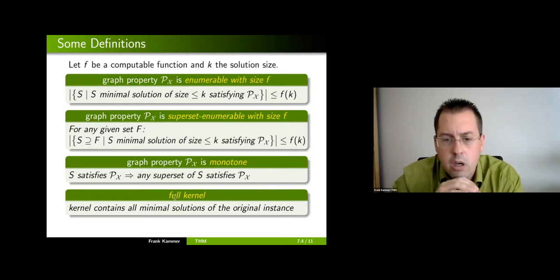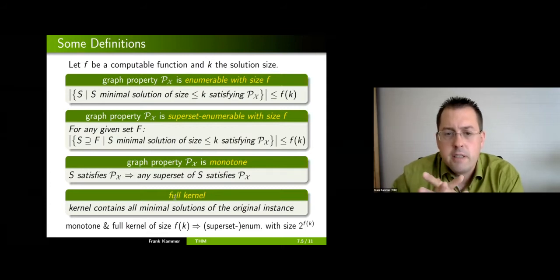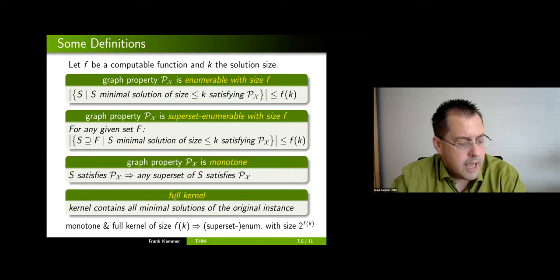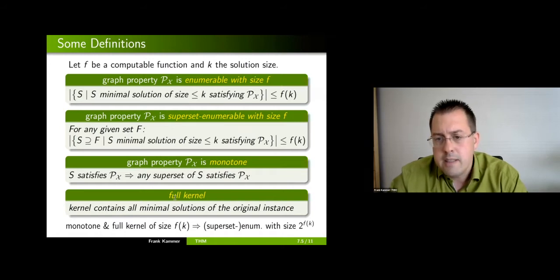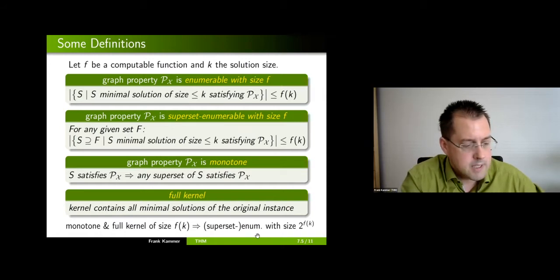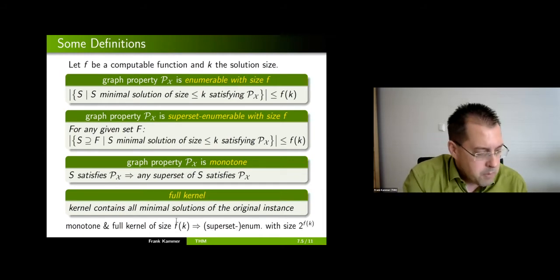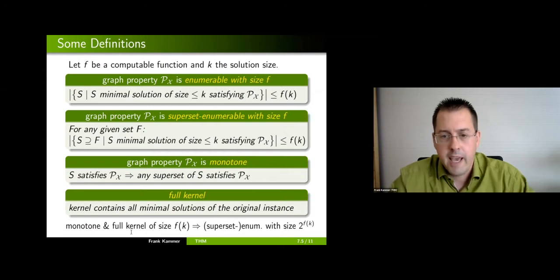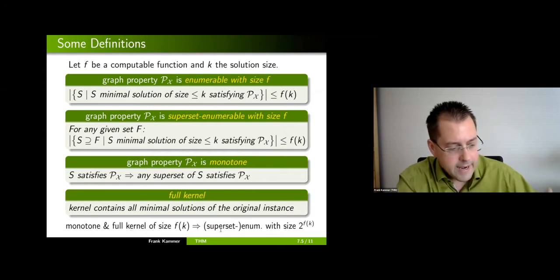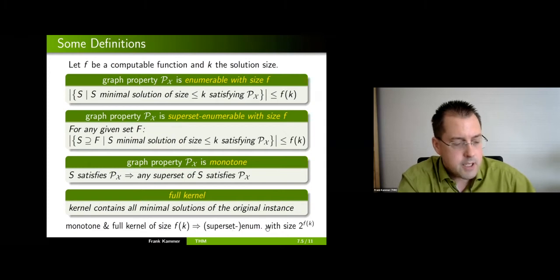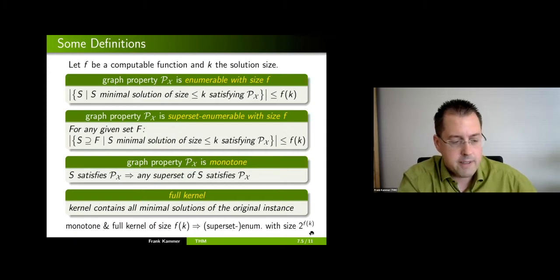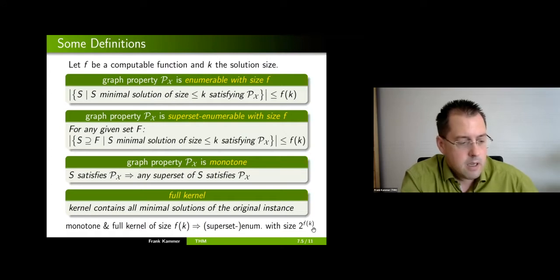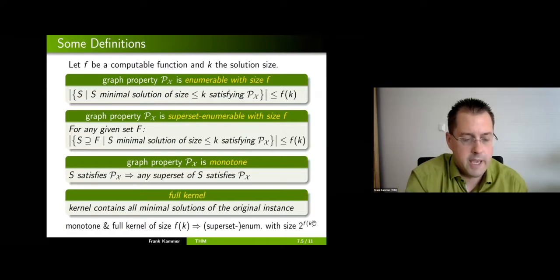What I can conclude from these definitions is: if I have a monotone problem and a full kernel for some graph property, then I know that this graph property is also enumerable with size 2 to the f of k, or also superset enumerable. Why is this the case? Well, because I can take the kernel, iterate over all possible subsets of size k or smaller, check if it's a valid solution, and output it in my enumeration, and so I get an enumeration that is bounded by that size. So it's superset enumerable with size 2 to the f of k.